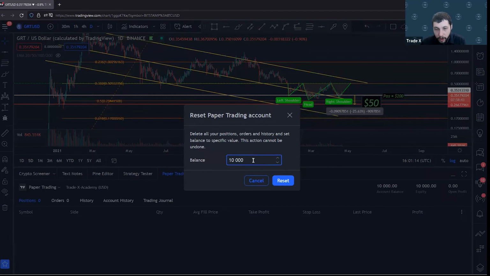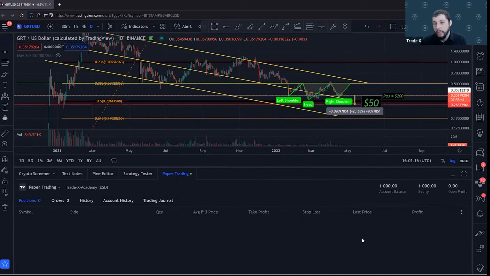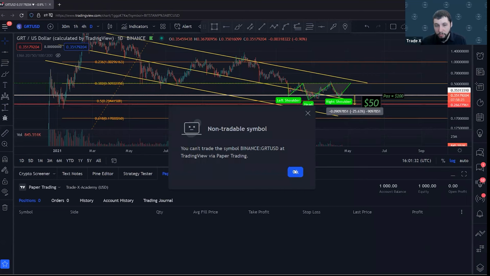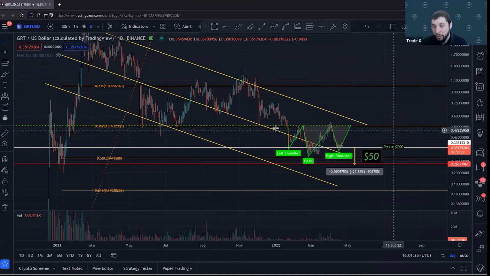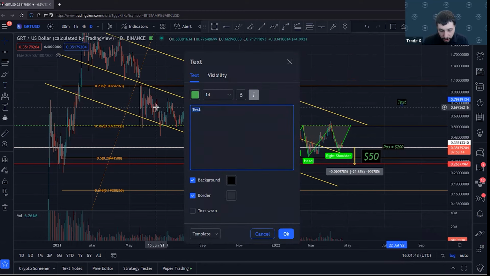And we're going to start with our $1,000 of equity. Now we've got a correct amount that we can trade with. We know we figured out our $50 stop, so we can actually take a position. Oh, you can't trade the symbol GRT at TradingView via paper trading. So I actually can't paper trade this particular chart on TradingView, but that's fine. I can actually just write down that I took the position there. So we will say we took an entry of $200 at the current price of 35 cents.